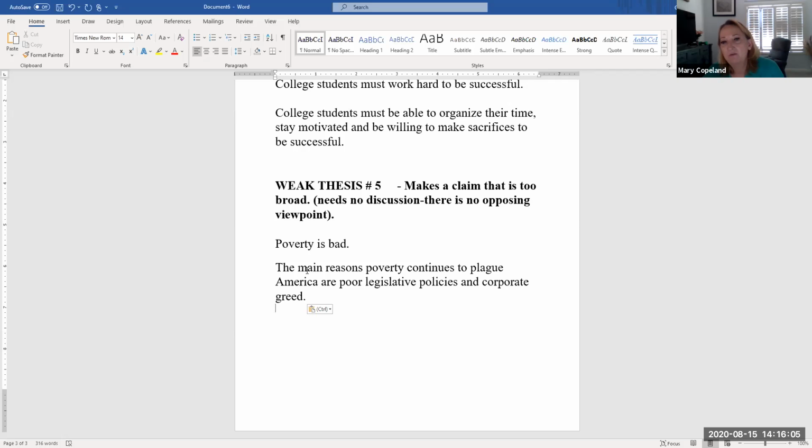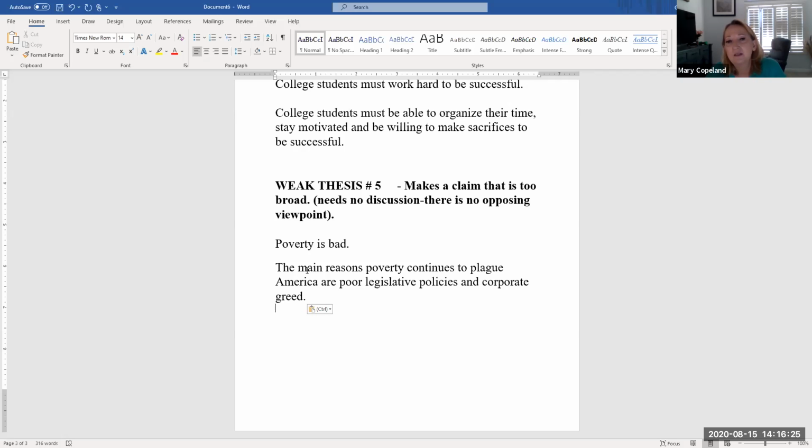The main reasons poverty continues to plague America are poor legislative policies and corporate greed. Great. Now I know exactly what the paper is going to address. It's going to talk about bad laws and corporate greed. So that's a really good thesis.